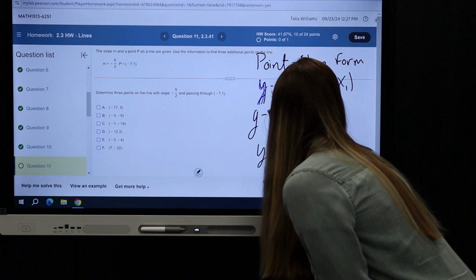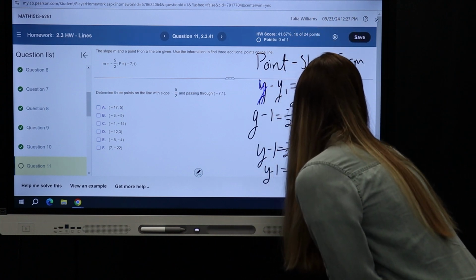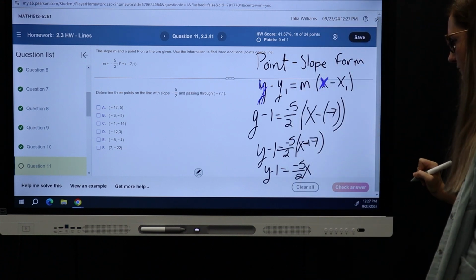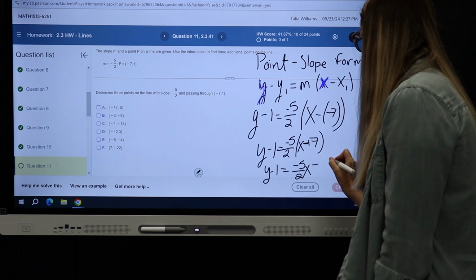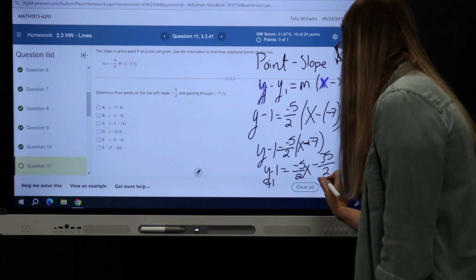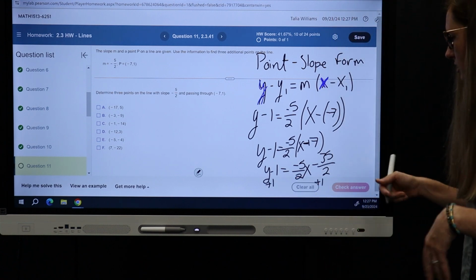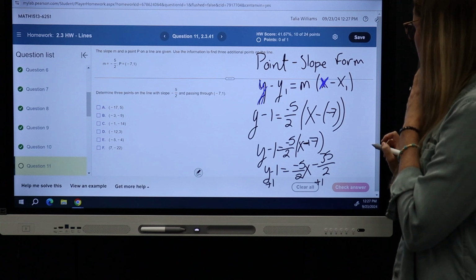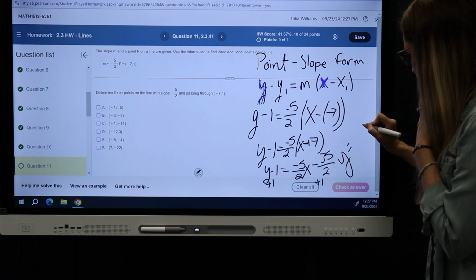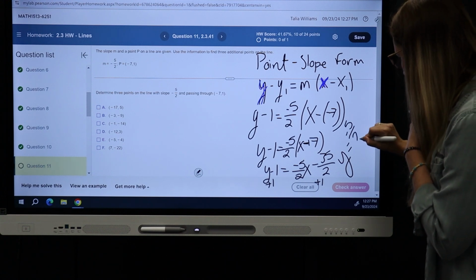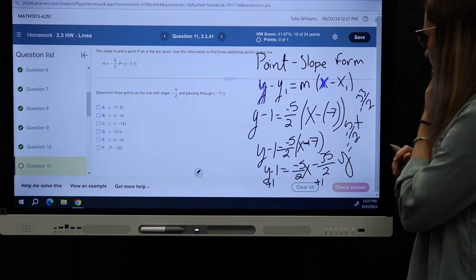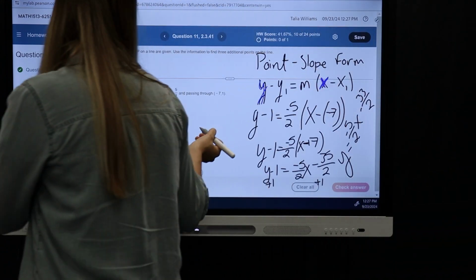Then we have y subtract 1 equals negative 5/2 x. 7 times a negative 5 would be negative 35/2. I'm going to add 1 to this, which is going to be 2 over 2, so I'm going to end up with, where do I want to write this? Y equals negative 5 halves x subtract 33 over 2. Oh, I'm going to rewrite it right here.